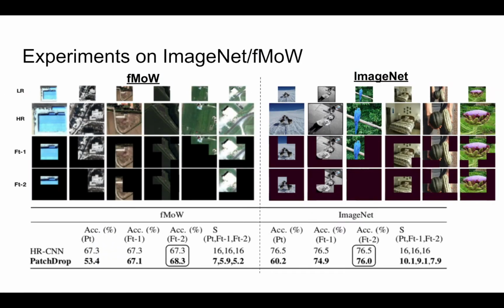Now we conduct experiments on ImageNet and the Functional Map of the World datasets. The Functional Map of the World dataset consists of very expensive high-resolution satellite images. In the top figure, we visualize the learned policies in the third row and fourth row. We can observe that PatchDrop learns to sample from the critical patches of the high-resolution images. Overall, in both datasets, we can maintain the accuracy of the high-resolution CNN while using about 50% of the high-resolution images.